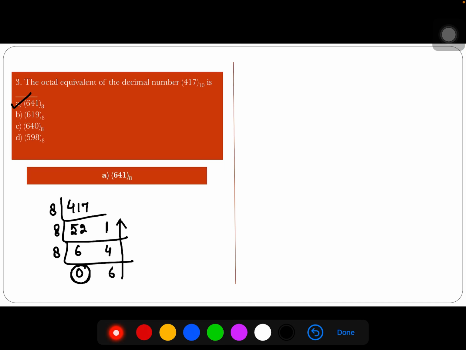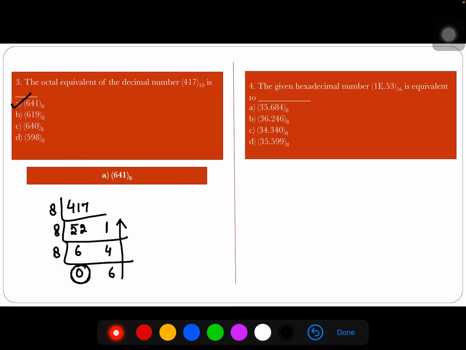So if you are asked to convert a decimal number system into any other number system, the base will be given to you, and you can divide that decimal number by that particular base. Next question: the given hexadecimal number 1E.53 is equivalent to, so this time you have been asked to convert hexadecimal to octal.